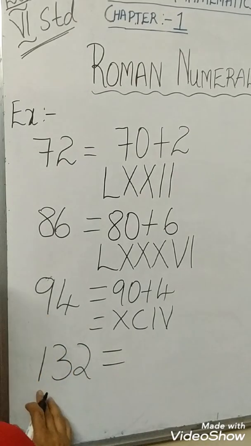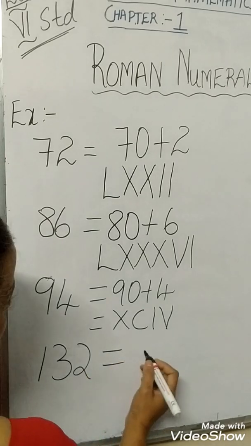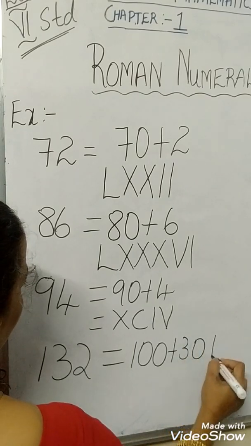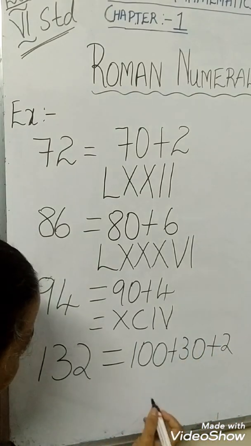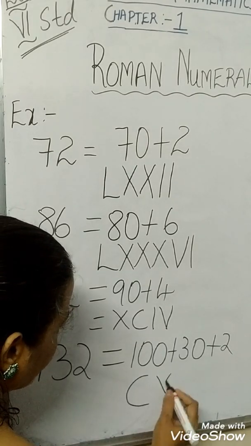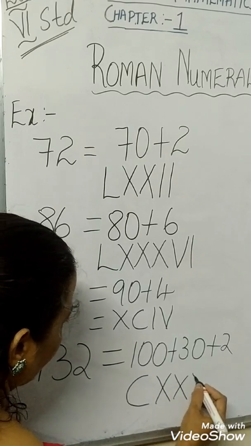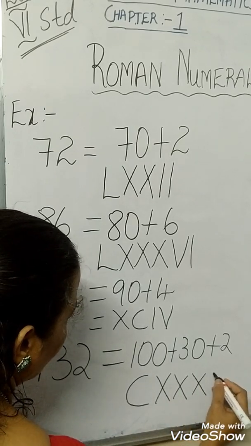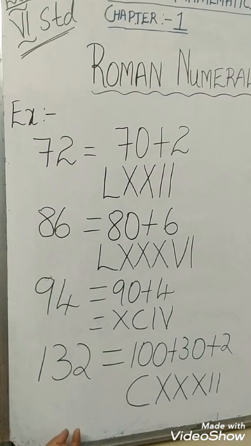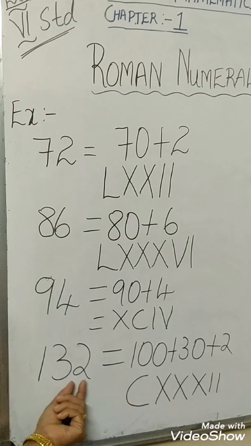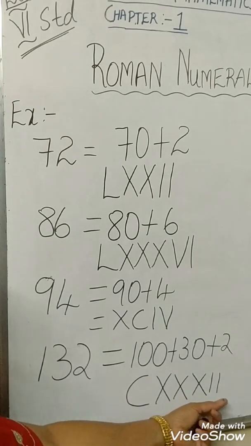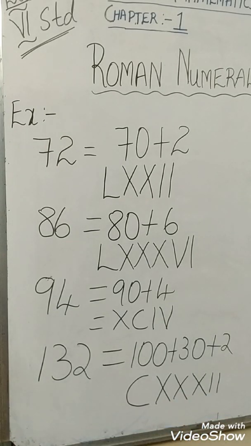Let us see the next number. It is 132. So how to write? 100 plus 30 plus 2. What is the symbol for 100? 100 is C, 30 is X, X and X. 2, how to write 2? I, I. Did you get it? So the symbol for 132 is C, X, X, X, I, I.